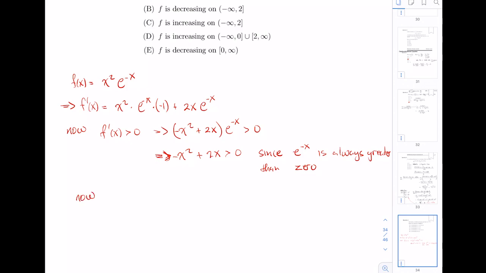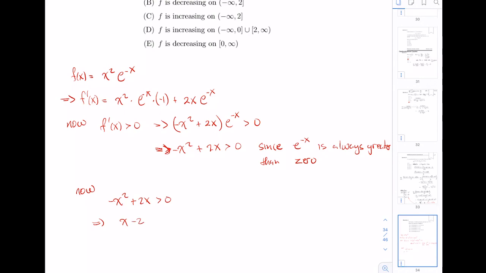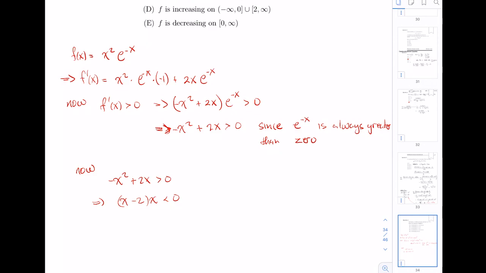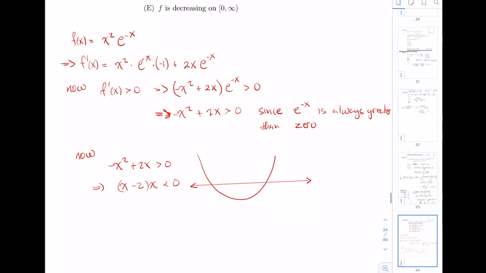So now we solve minus x squared plus 2x greater than 0. This means that we have x minus 2 times x is less than 0. So what I did there was, guys, I multiplied through by negative 1, right, and factored out my x. So now I look at the quadratic, and where the quadratic is less than 0, if I should try and sketch a graph of this function, I would have something looking like this, right? So here, the function is less than 0 when it's in between 0 and 2.